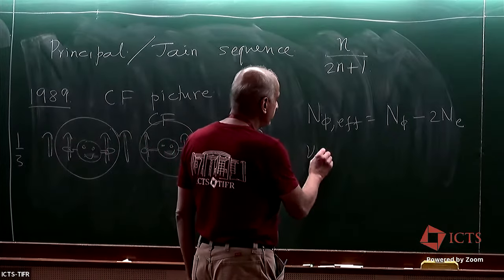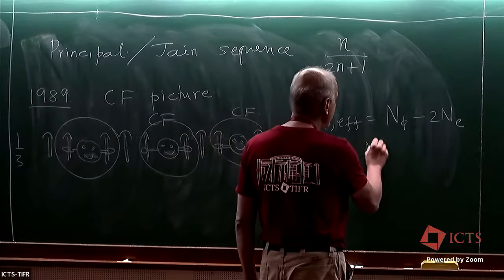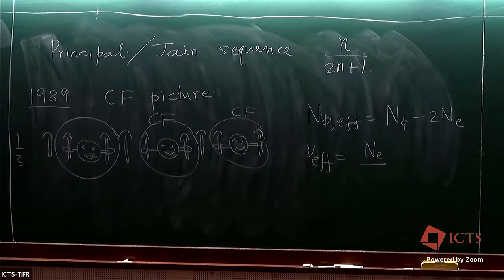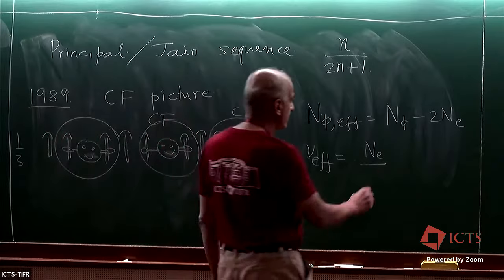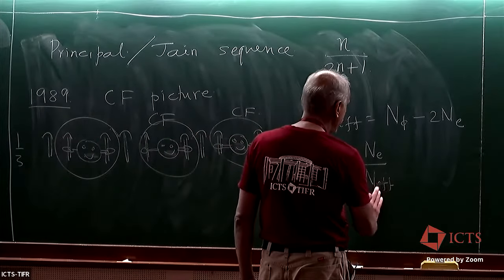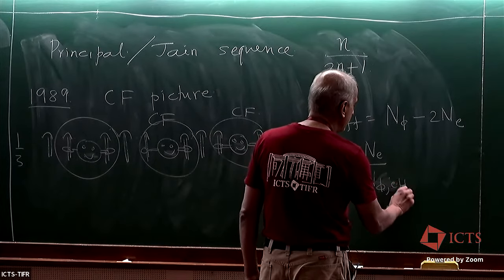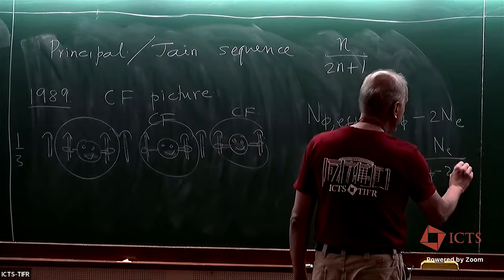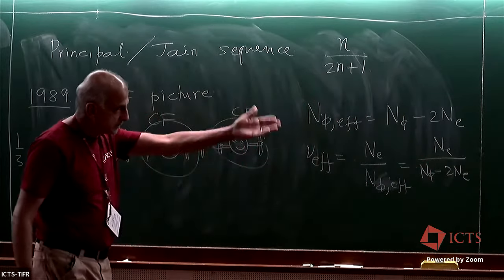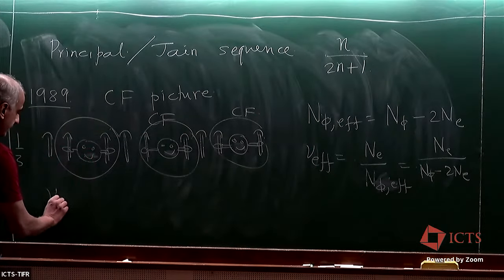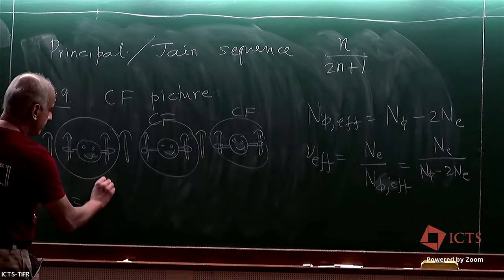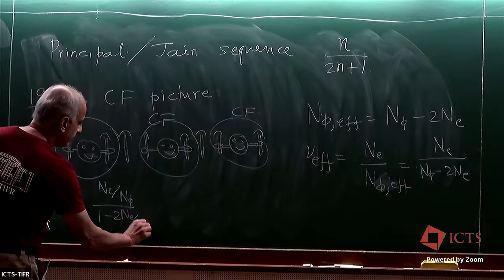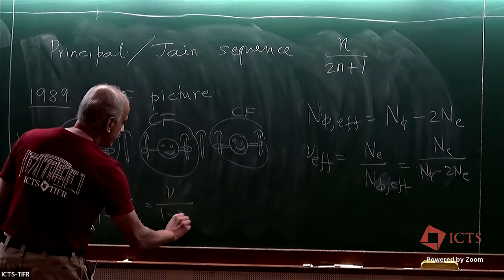So what is nu effective? Nu effective is going to be the number of electrons, which is the same as the number of composite fermions. You can see, right? A one-to-one correspondence between the number of electrons and number of composite fermions. This divided by n phi effective. Okay, what is this? This is Ne over n phi minus 2Ne. Let's take the n phi out, and let's say nu effective is Ne over n phi, over 1 minus 2 Ne over n phi, which is nu over 1 minus 2 nu.